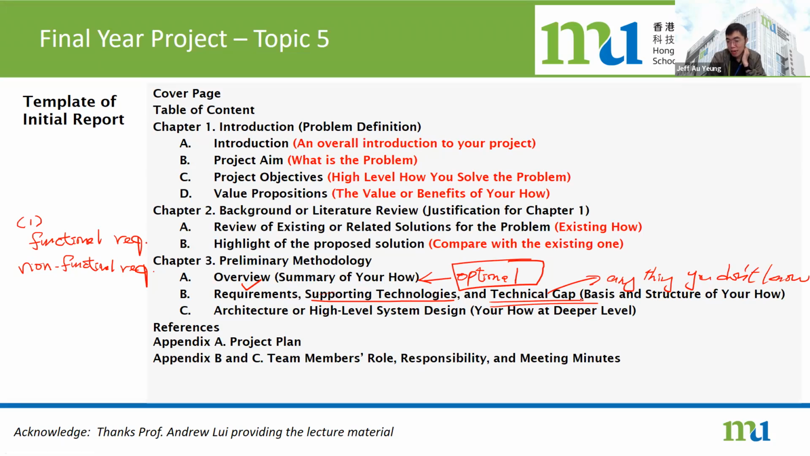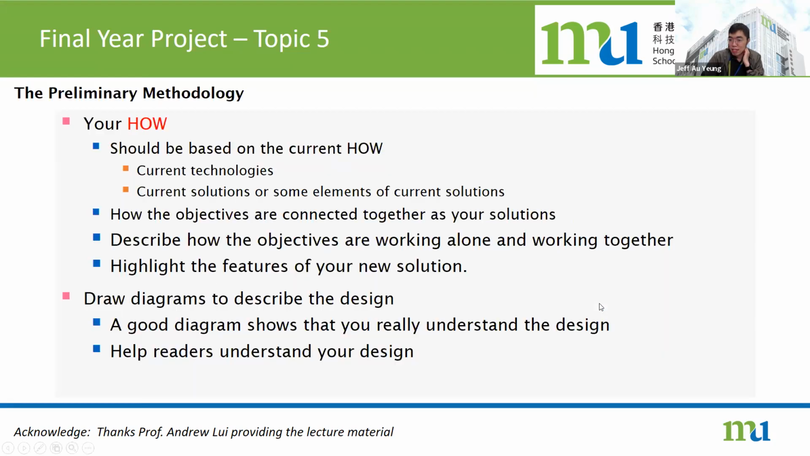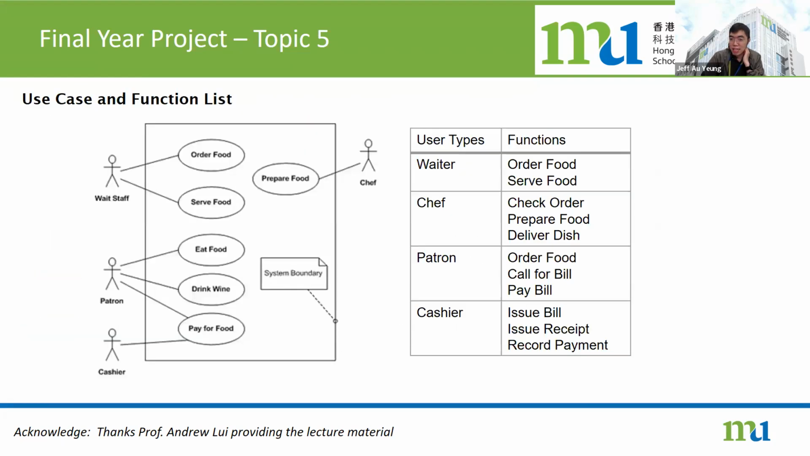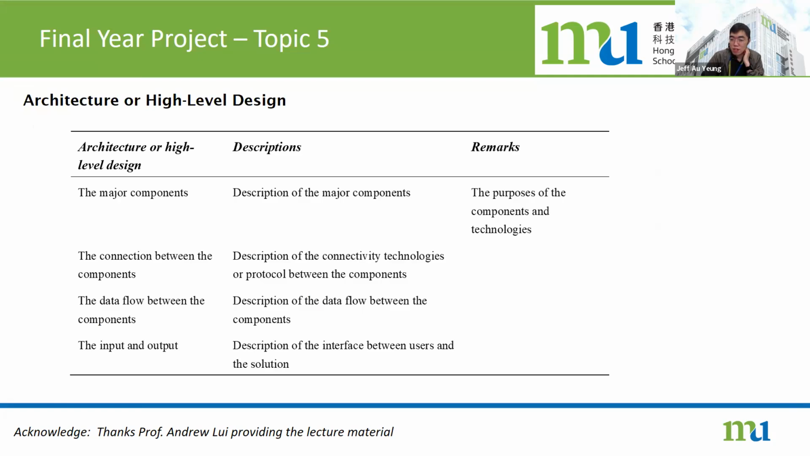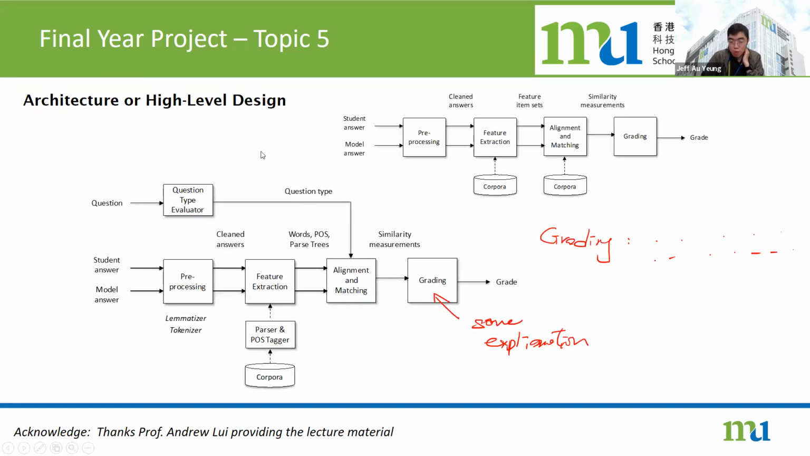Now, the part C will be the diagram that I just mentioned, which is the system architectures. You have to include two diagrams, component diagram and data flow diagram. Now remember, you put the diagram in, and then you have to give some explanation as well. Don't just put in the diagram. You have to tell me what they are. So some process, what is the process? Feature extraction, what is feature extraction?